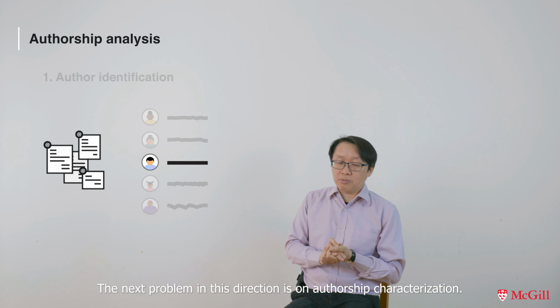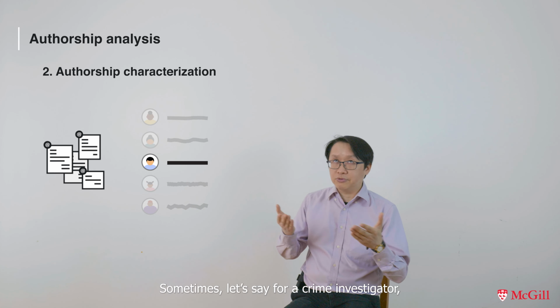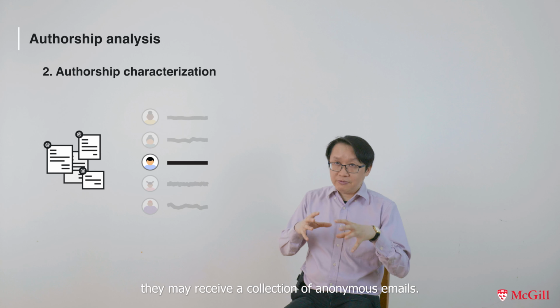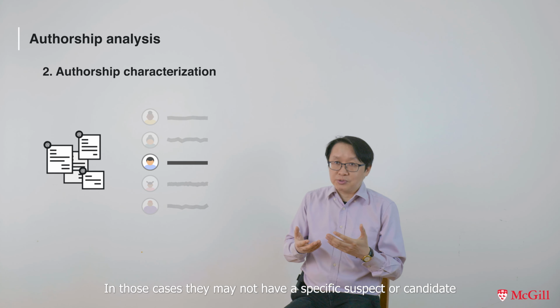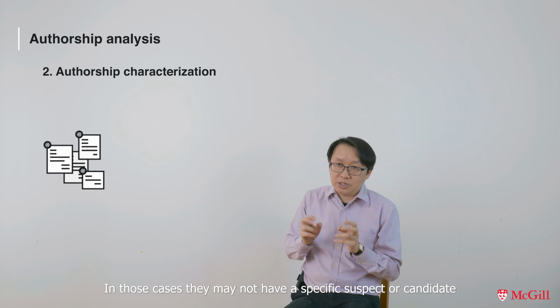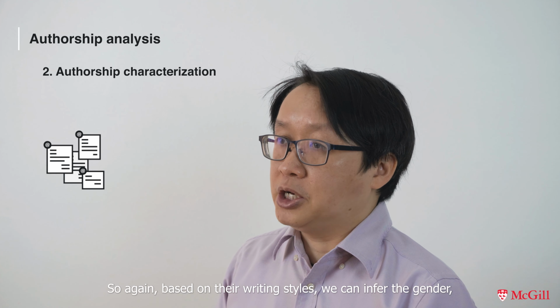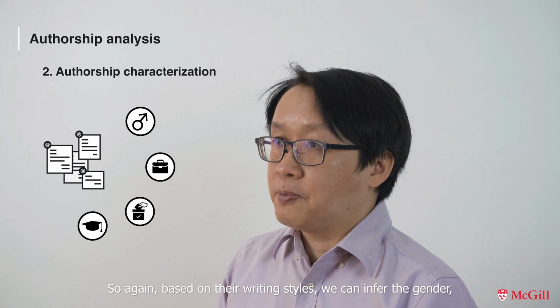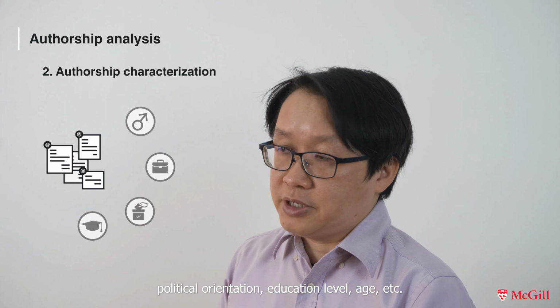The next problem in this direction is authorship characterization. Sometimes, let's say for the crime investigator, they may receive a collection of anonymous emails. In those cases, they may not have a specific suspect or candidate, but they want to infer the characteristics of that author. We can infer the gender, political orientation, education level, age, etc.